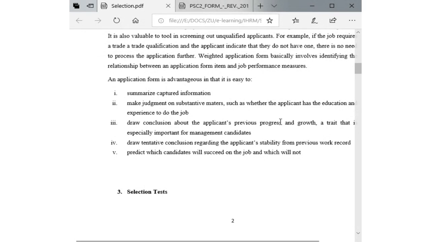So those who have joined, like Esther, please welcome. We are looking at the selection process. The first step of the process I've mentioned is the preliminary interviews. The second one I've mentioned is the application blank. And that's where we are still. So the application blank, another advantage of the application blank.